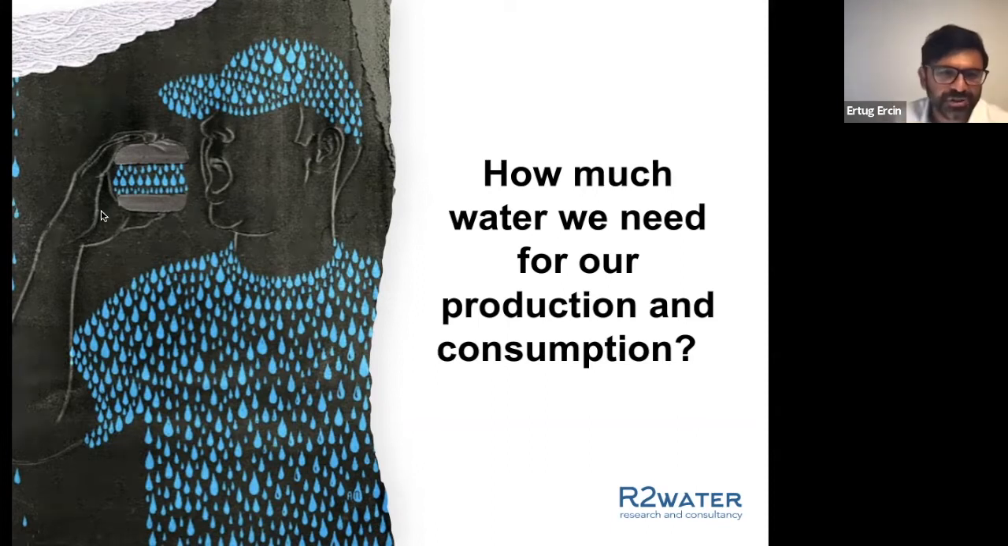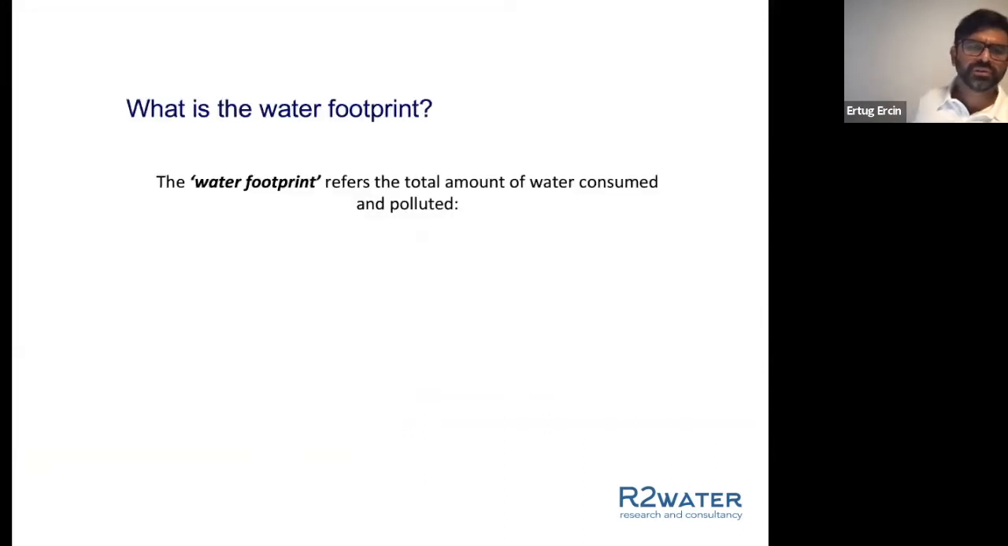And I love this picture because it shows where reality, the food you eat, the t-shirt you wear, the computers you use, the electronics, the energy, everything needs water to be produced. And this is the main understanding of what water footprint is. Simply, water footprint refers to the total amount of water consumed and polluted.